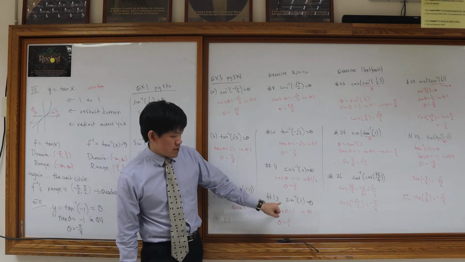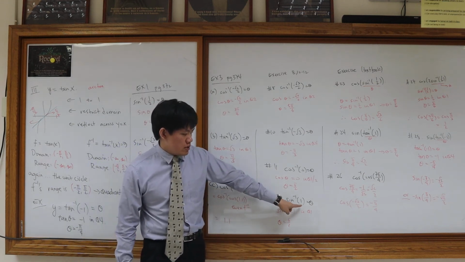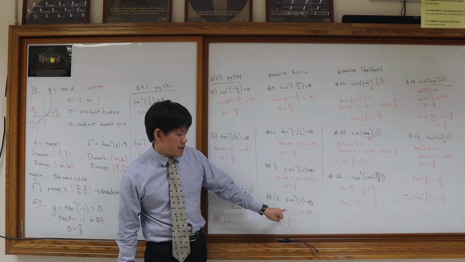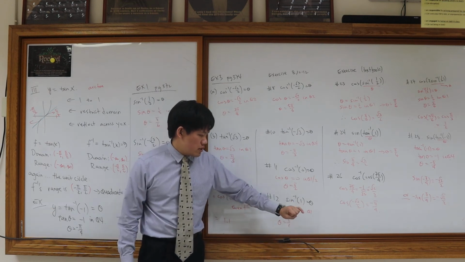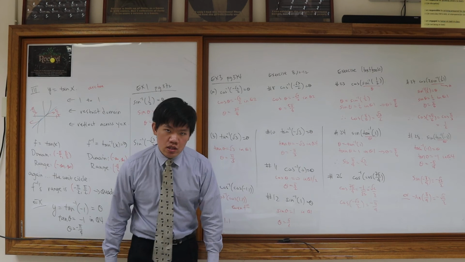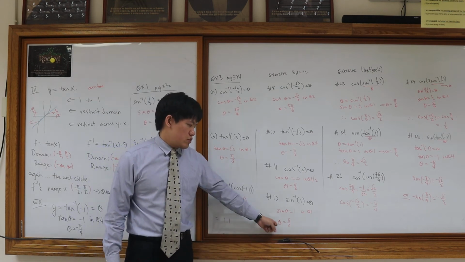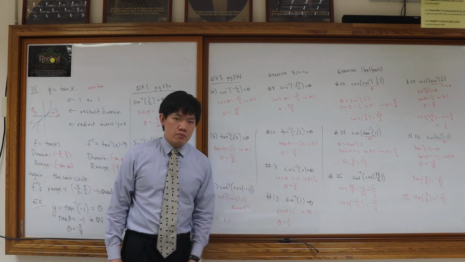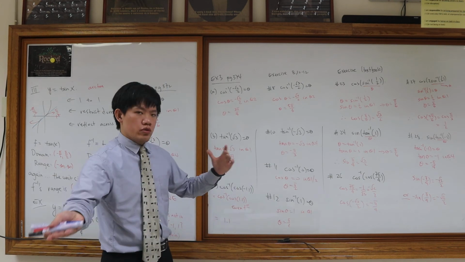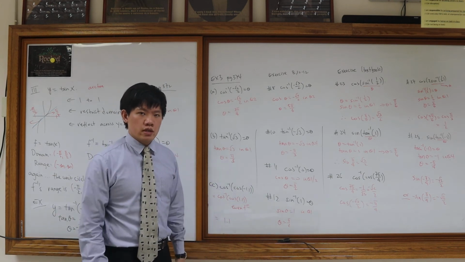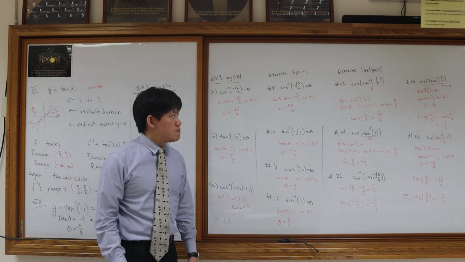Example number 12, exercise 12. Arc sine of 1 is equal to theta. So that means you can rewrite this as sine of theta is equal to 1. And that's positive, so that's in quadrant number 1. And that means we get pi over 2 because sine of pi over 2 is equal to 1. Remember, you have to know your domain and range for inverse trig and you know your unit circle.